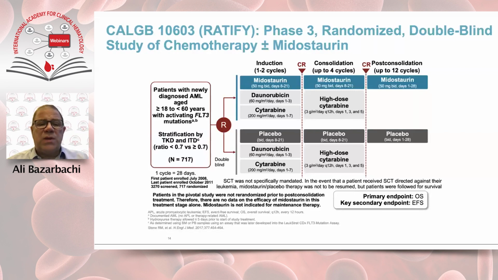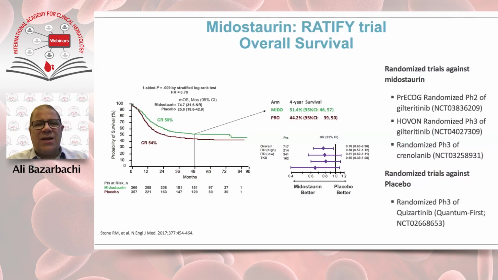Stem cell transplant was not specifically mandated, but for patients who received stem cell transplant, post-transplant maintenance was not permitted in this study. And you can see here the results. Using midostaurin was associated with a significant improvement in overall survival, with median overall survival improving from 25.6 to 74.7 months, and 4-year survival improving from 44 to 51%.